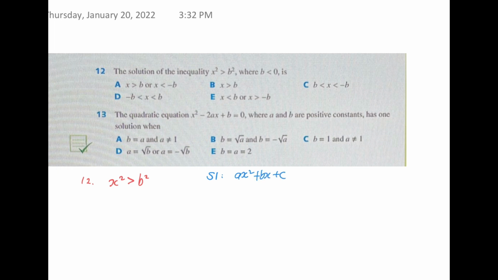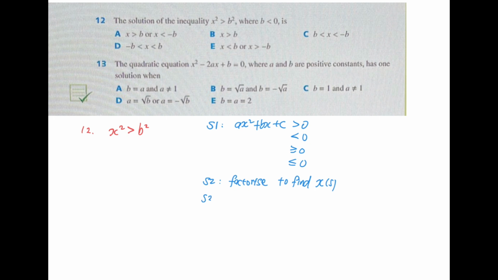I write down the steps again. Step 1, you change it to ax squared plus bx plus c more than 0, or less than 0, or more than or equal to 0, or less than or equal to 0. So this is step 1. Step 2 is factorize to find x. And then step 3, we sketch the graph.